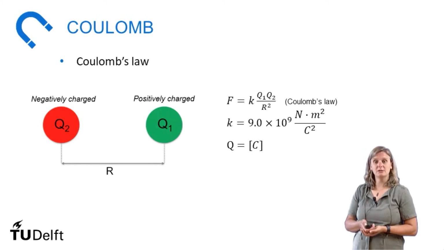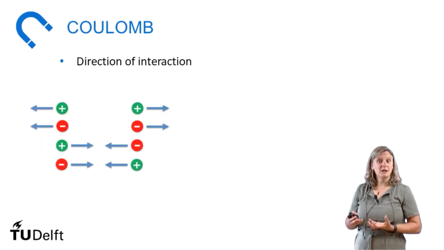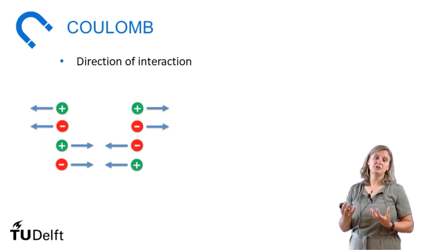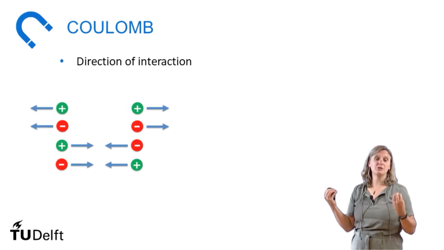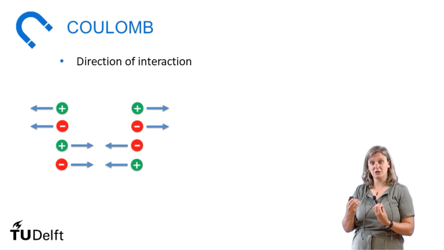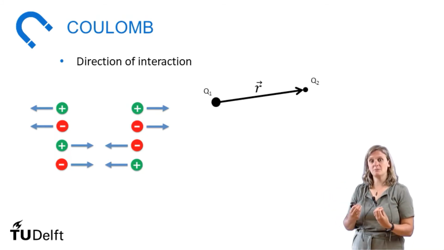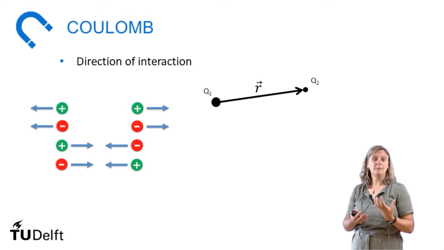So now we know how much one charge attracts or repels another charge. However, that's not the whole story, because as I just showed you, two positive charges repel each other, as do two negative charges, but a positive and a negative charge attract each other. So there's also a direction to those interactions. And this is what you can see below.